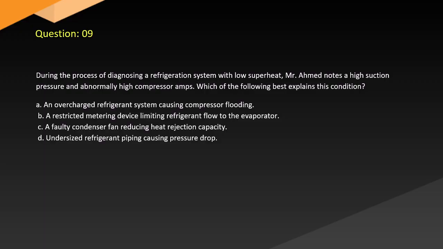Question 9. During the process of diagnosing a refrigeration system with low superheat, Mr. Ahmed notes a high suction pressure and abnormally high compressor amps. Which of the following best explains this condition? A. An overcharged refrigerant system causing compressor flooding. B. A restricted metering device limiting refrigerant flow to the evaporator. C. A faulty condenser fan reducing heat rejection capacity. D. Undersized refrigerant piping causing pressure drop.